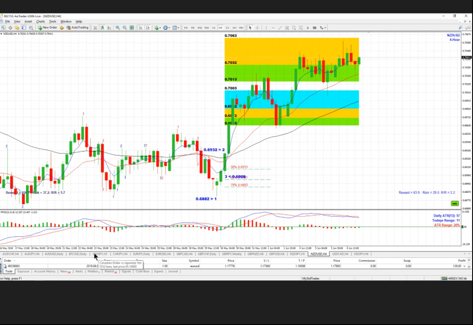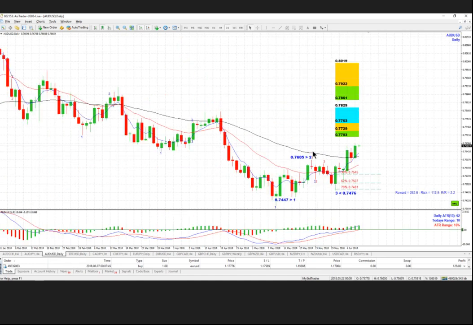Okay, let me just go to another one. Aussie US, for instance. Okay, here's another. Again, it picks out the 1, 2, 3 bottom, and there you go. So what we had to do previously, and let me just show you, I'll just switch time frames here and come back.